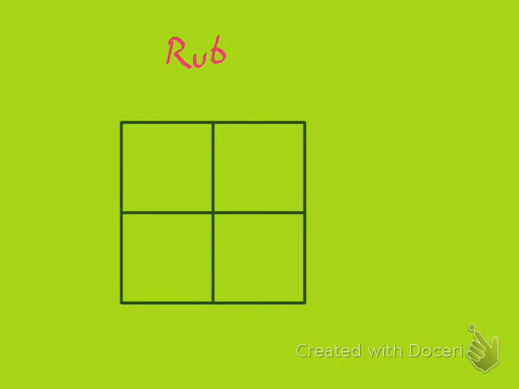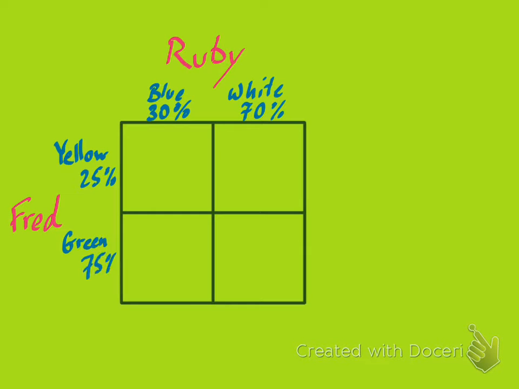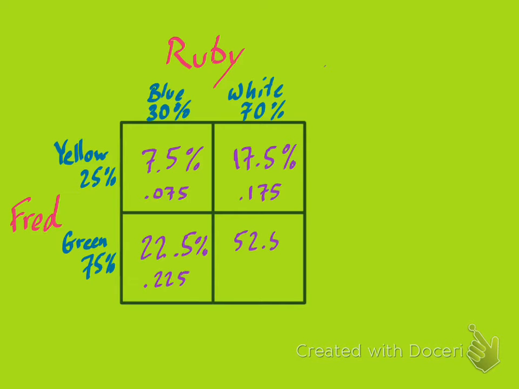Let's see if we can simplify it down here into an area model. Ruby on one side of the square and Fred on the other, and then we'll add their probabilities. Blue and white for Ruby and yellow and green for Fred, and there's the numbers. All right, so all we have to do now to complete this area model is to multiply our probabilities together. And 30% times 25% is 7.5%, and so on. It's very easy to use a calculator to come up with the probabilities there inside our area model.